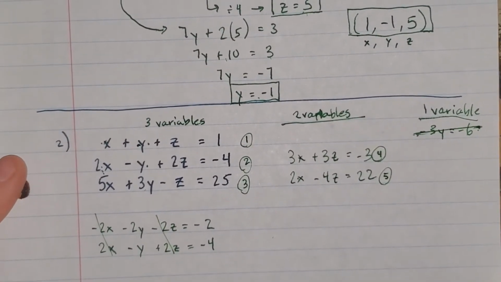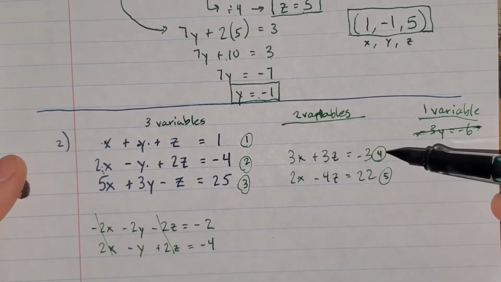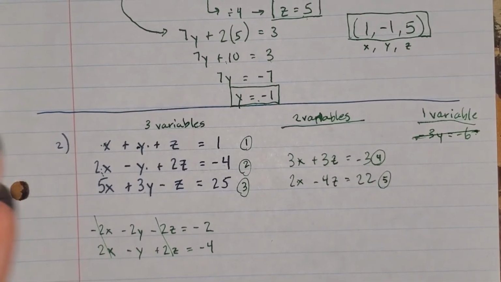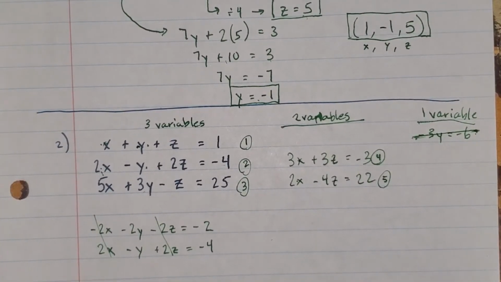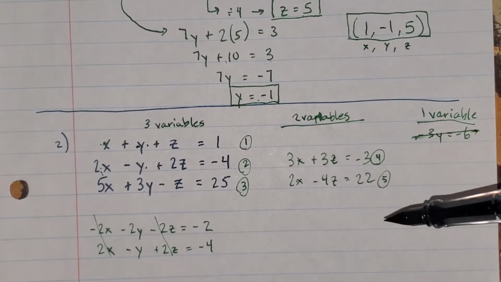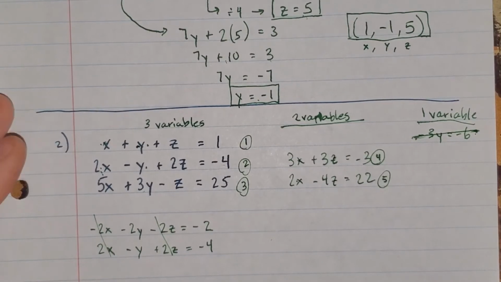How do I get an equation with one variable? Well, I'm actually going to take these two equations, number 4 and number 5, and I'm going to get rid of one of these variables. Which one? It doesn't matter. Any one you want, okay? For the sake of my case, because this is positive and this is negative, I'm going to go ahead and get rid of z because it makes my life easier.